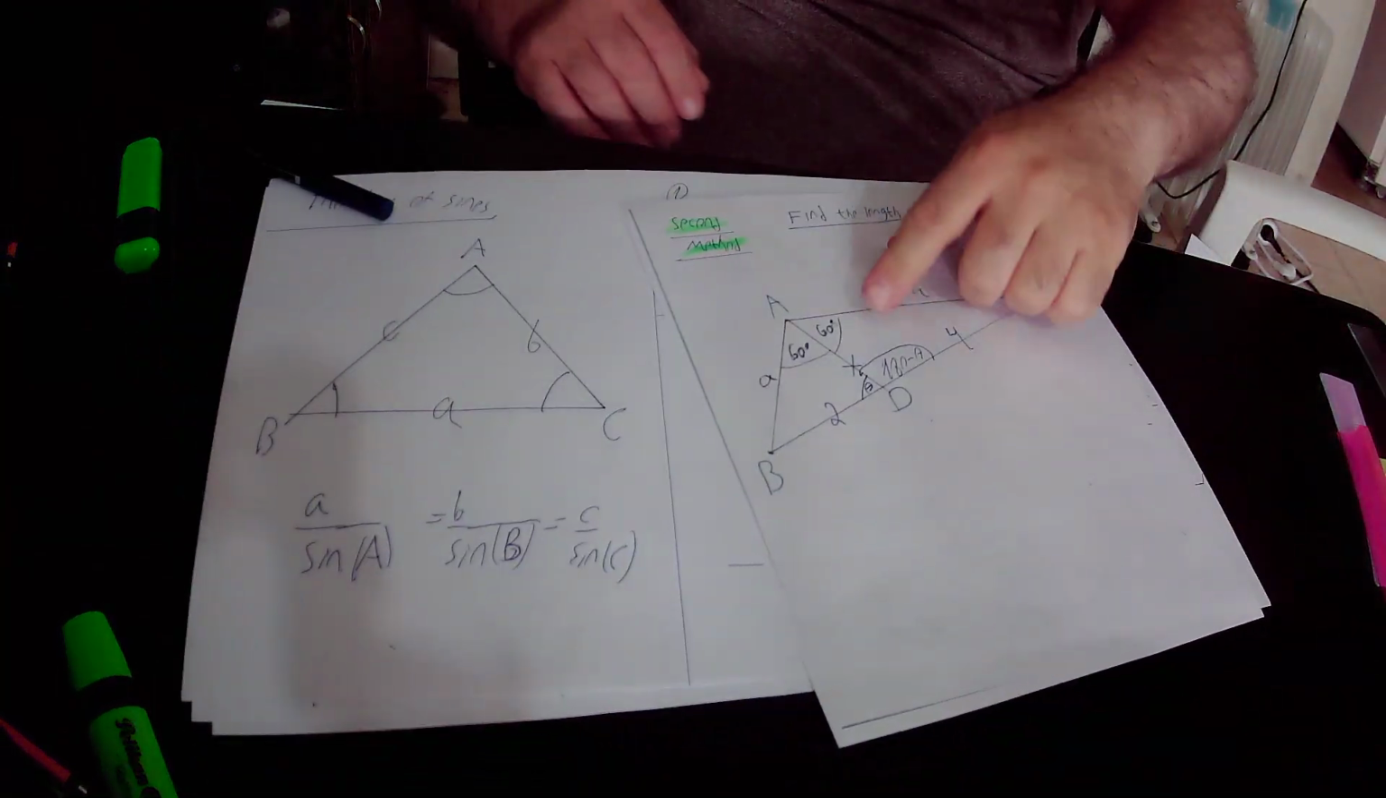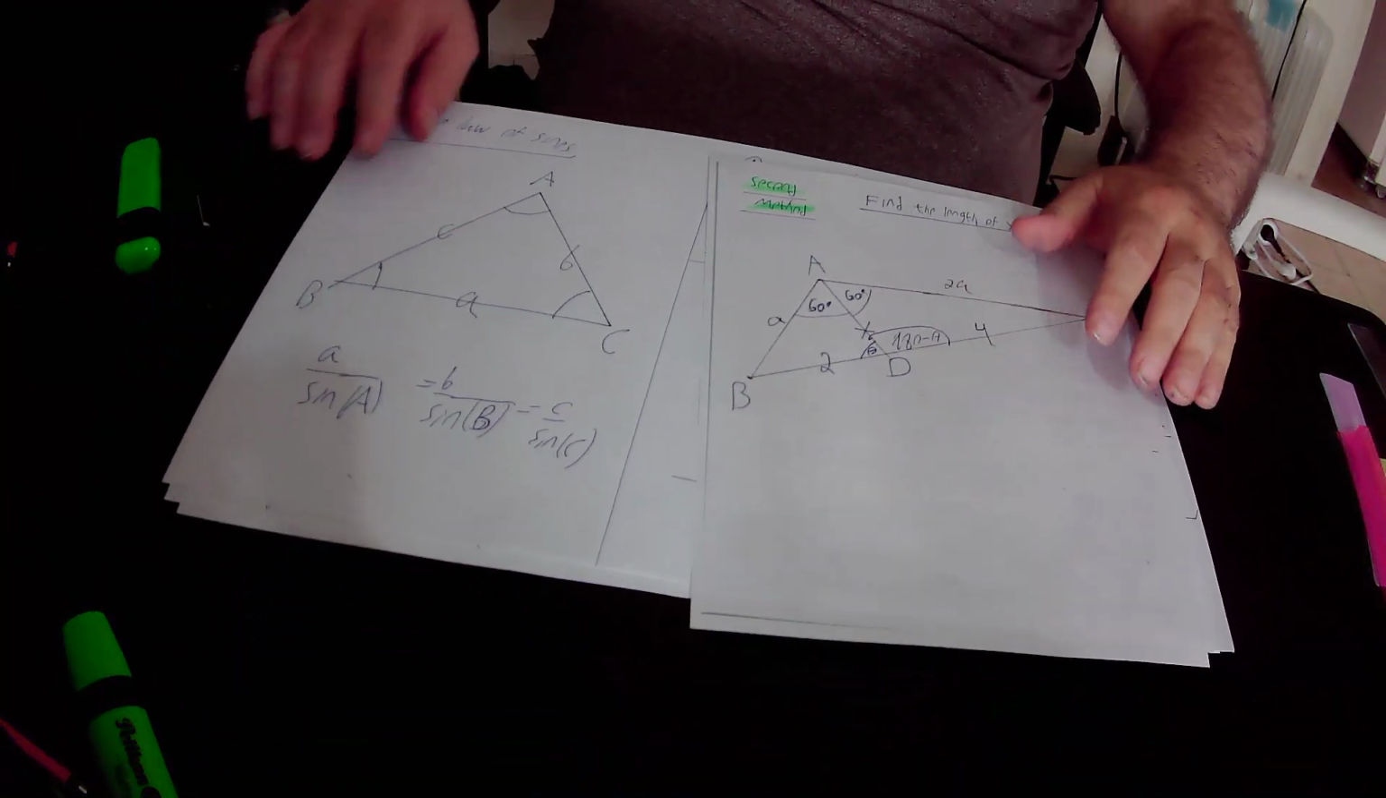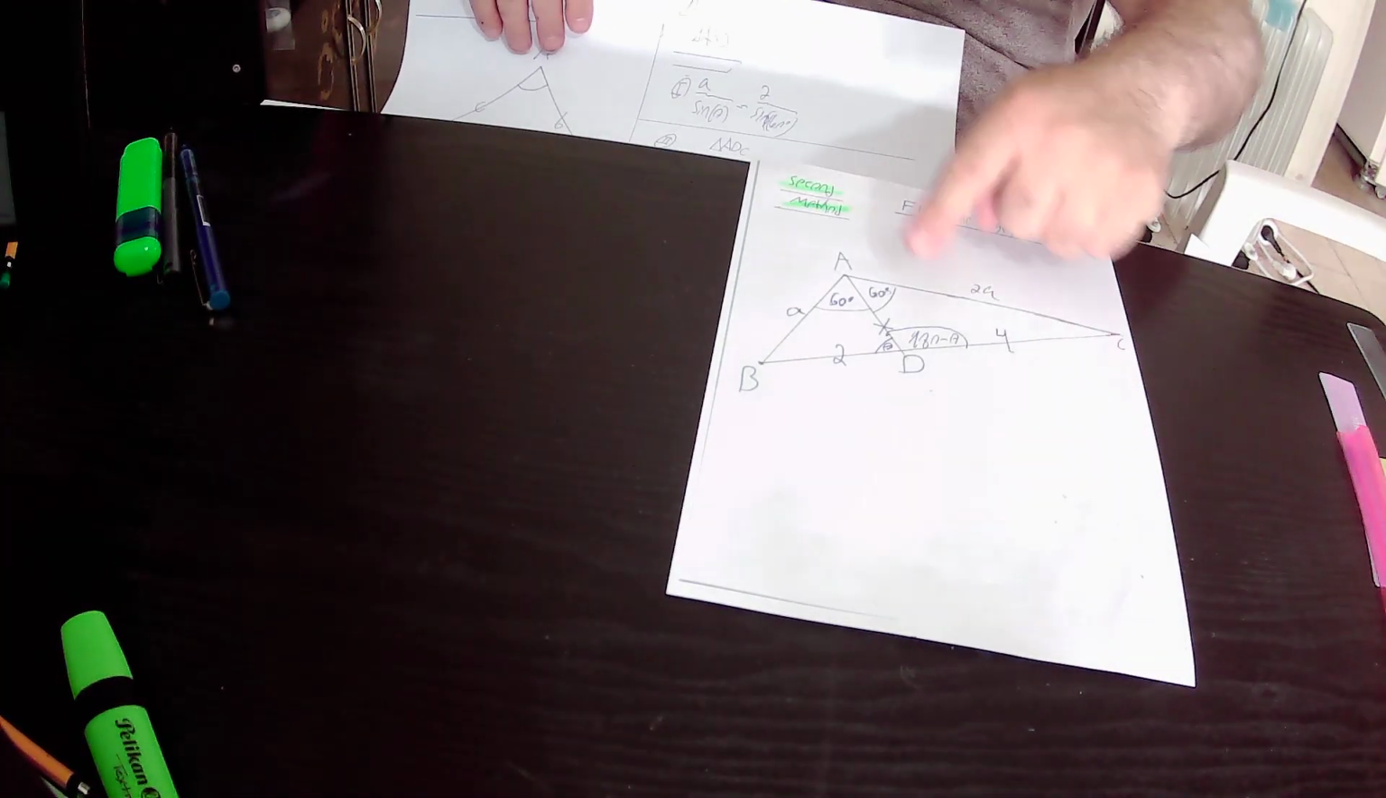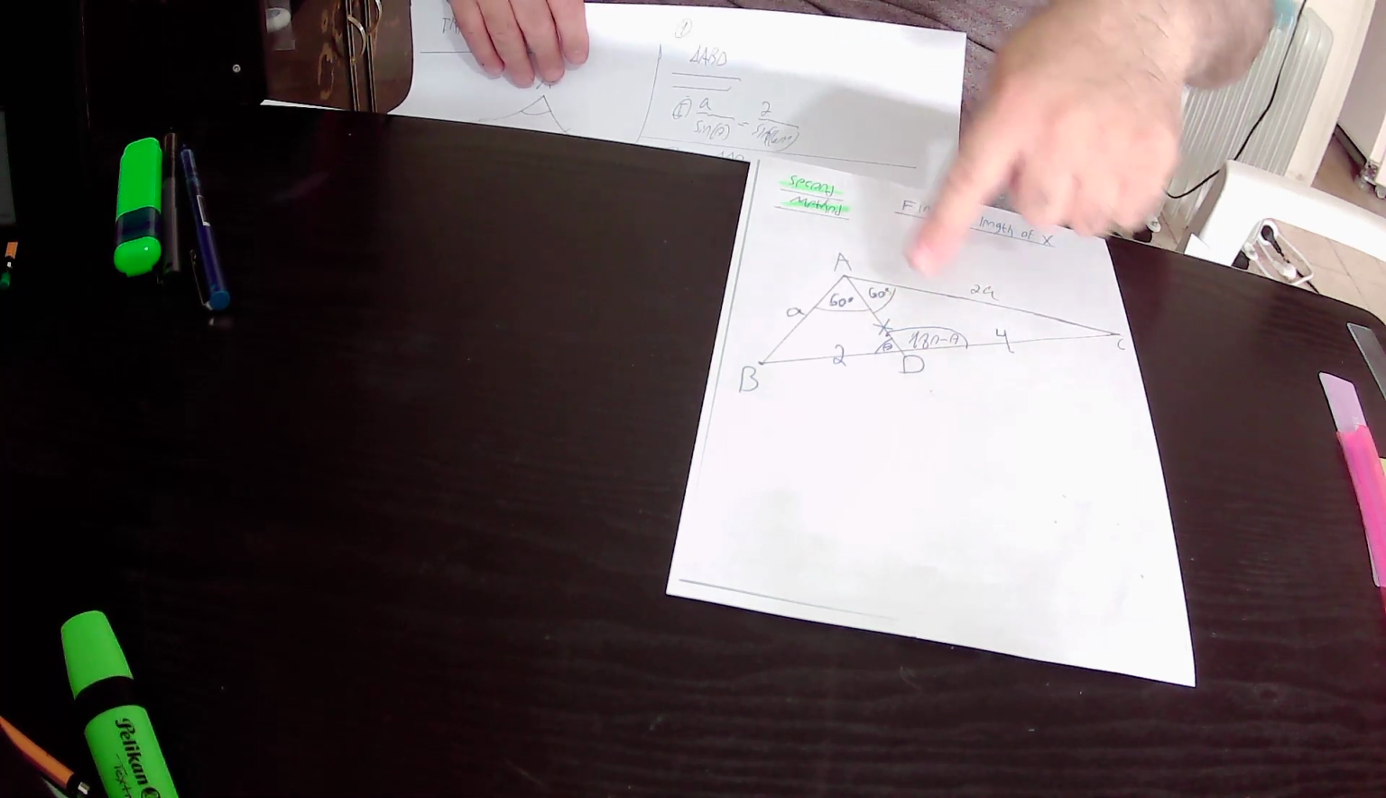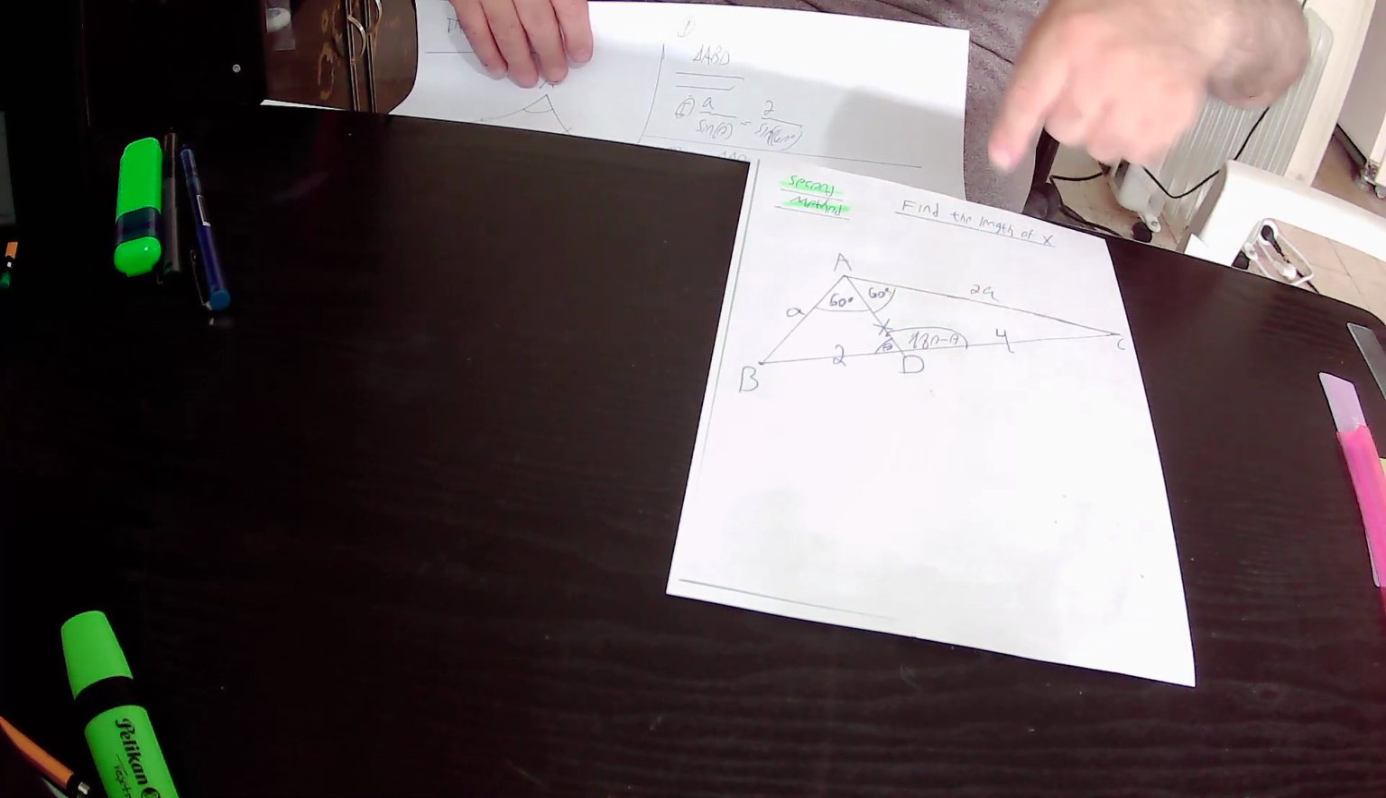Then I presented to you the second method to find out the length of side AD that is equal to X. Here we defined angle ADB as theta, therefore angle ADC must be equal to 180 degrees minus theta.